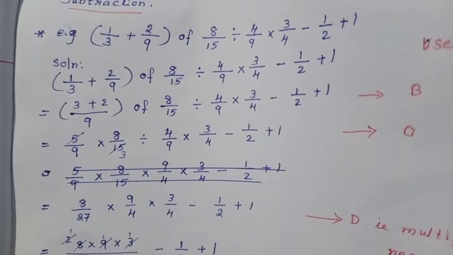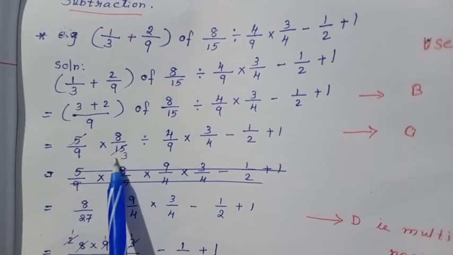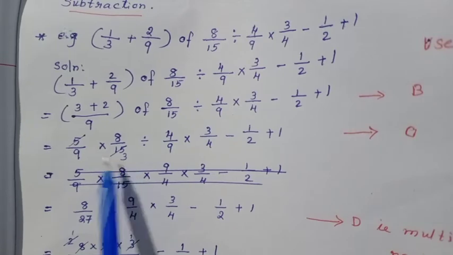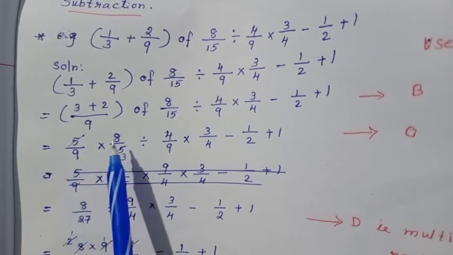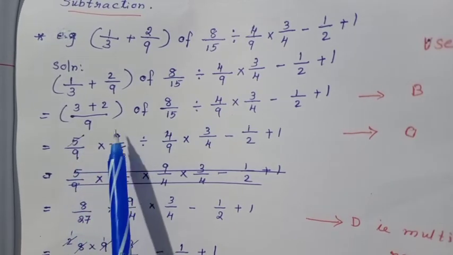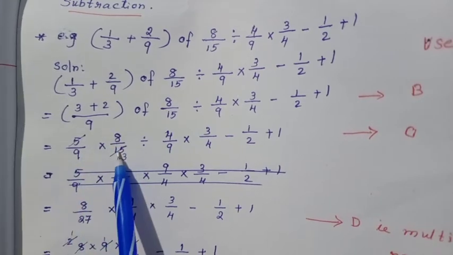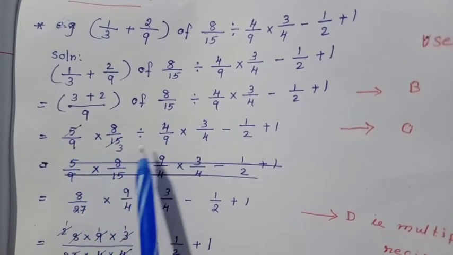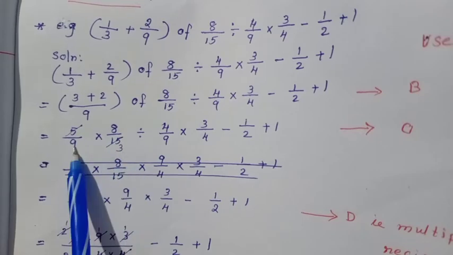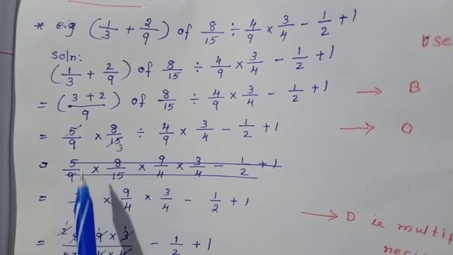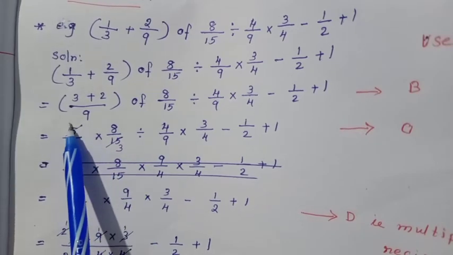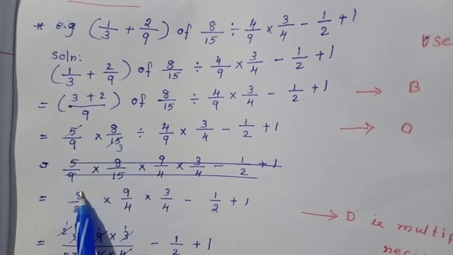So now the calculation: 5 and 15 we can divide. 5 goes 3 times in 15. Then 9 and 3 in the denominator, 8 in the numerator. We cannot cancel any more terms. So the answer is 8 by 9 into 3, which is 27. Here 1 into 8, 8 is the answer. 9 into 3, answer 27.